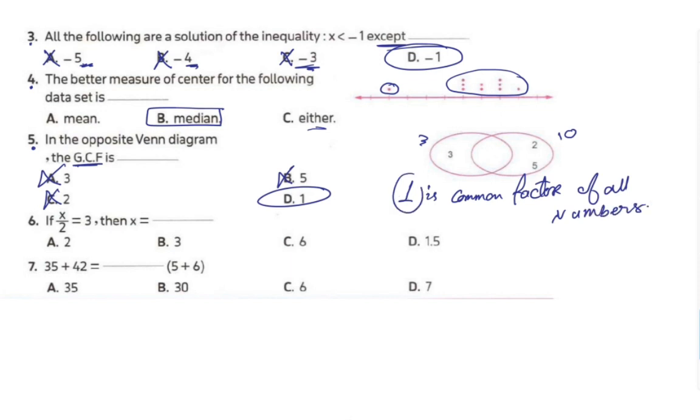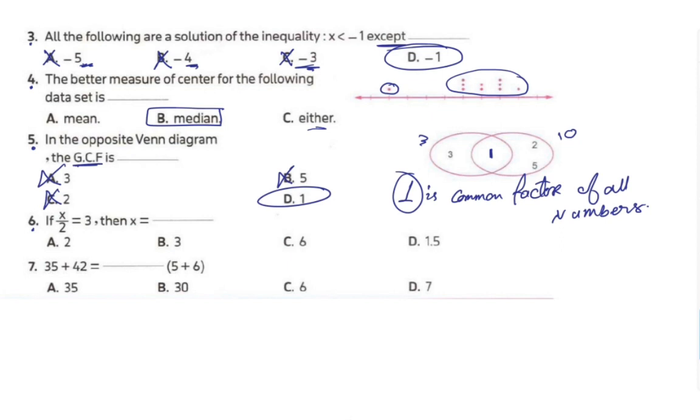Yes, we learned it before. 1 is a common factor of all numbers. So here we have 1, and I did not need to write it, because all of us know that 1 is a common factor of all numbers. So point number 6: if x over 2 equals 3, then x equals what?